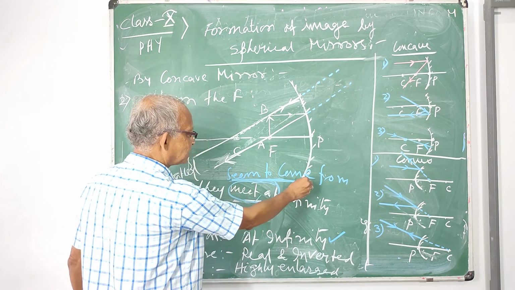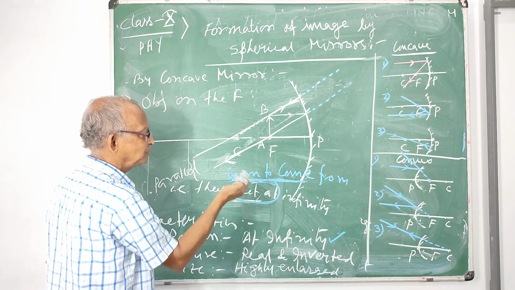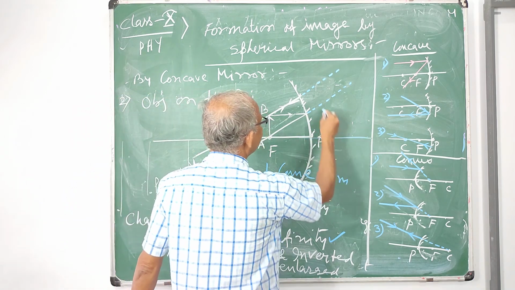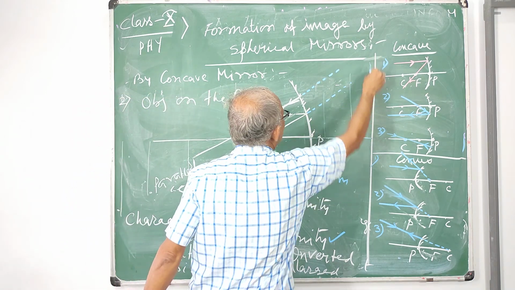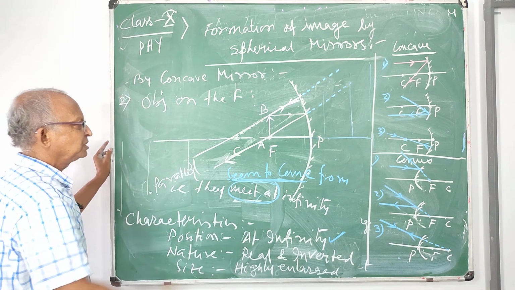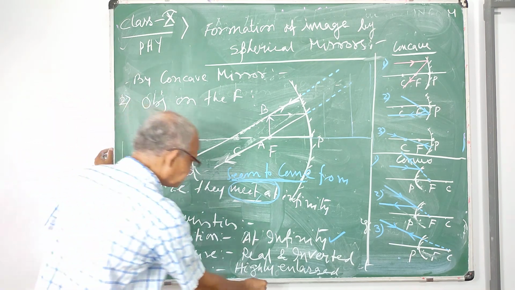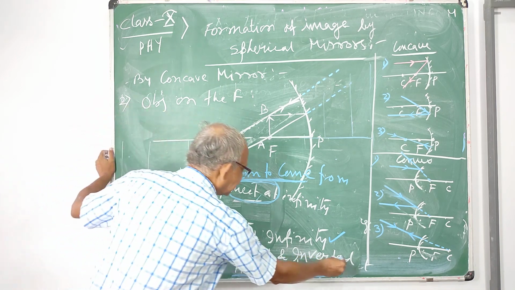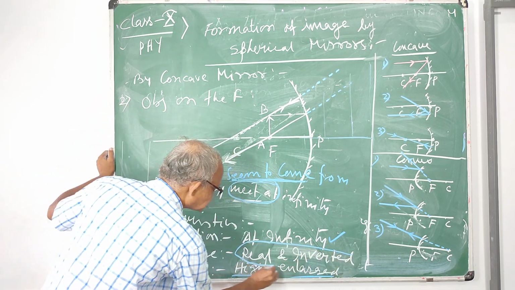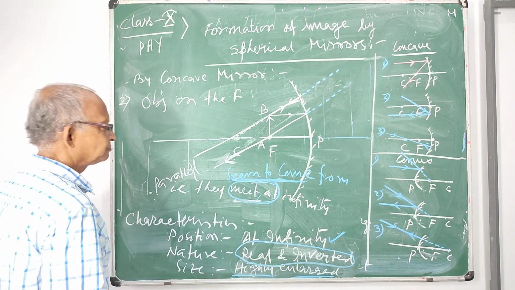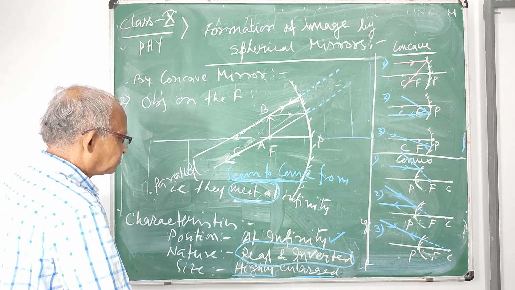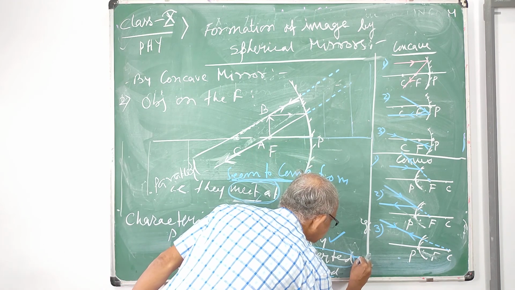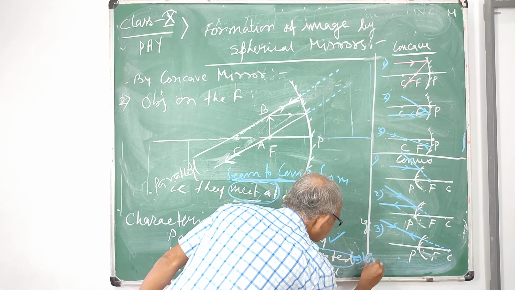Seem to come, seem to come. So it will be virtual. And again, if we go far and far from the mirror, then it will be more enlarged. So this is highly enlarged, okay? And in this case, what should I write? This will be virtual and erect. This we should write as virtual.